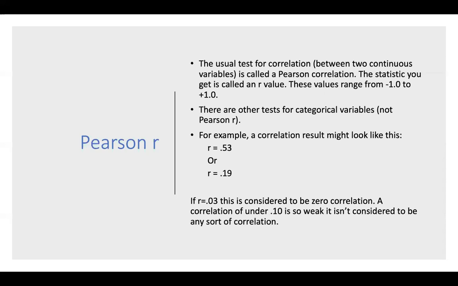So anything that's below either positive 0.1 or negative 0.1 would be so weak that I would call it no correlation. They're not correlated. But as it approaches either positive 1 or negative 1, then that correlation becomes stronger and stronger and stronger. A correlation of 1.0 or negative 1.0 is called a perfect correlation. And they pretty much don't exist in real life.